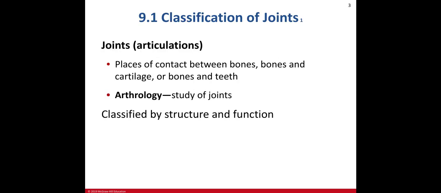So let's first start with what is an articulation or a joint. Most simply, it is just a place of contact between two bones, between bones and cartilage, or bones and teeth. There is a whole study called arthrology, which is the study of joints, or the articulations. We're going to classify these joints based on their structure and on their function. While we've been doing a lot of the anatomy of bones and where they are, this chapter does have some of that, like the parts and pieces of joints, but it focuses a lot more on the physiology aspect.